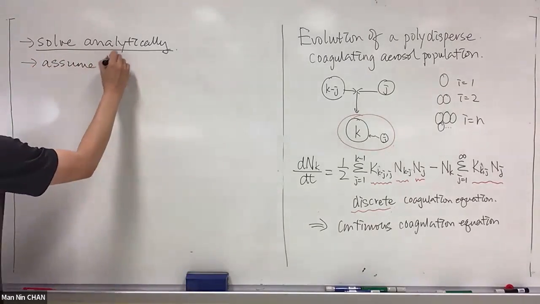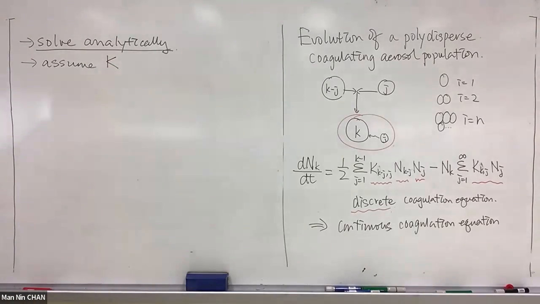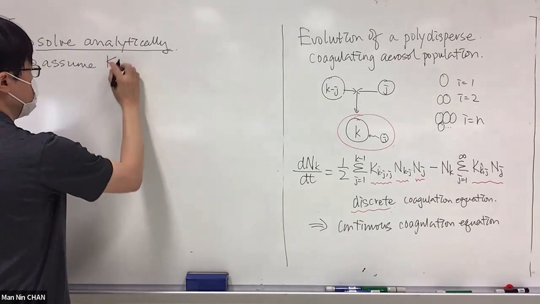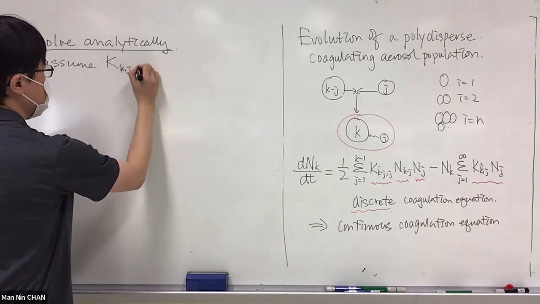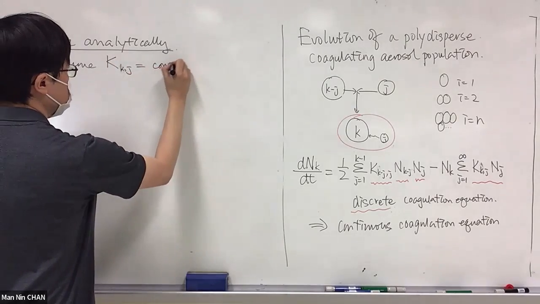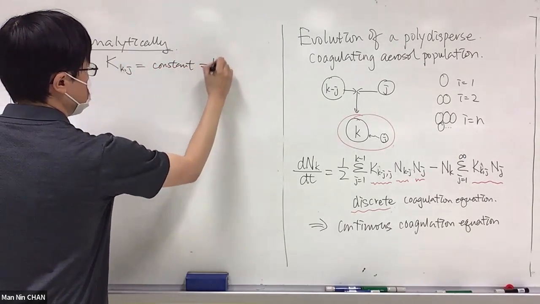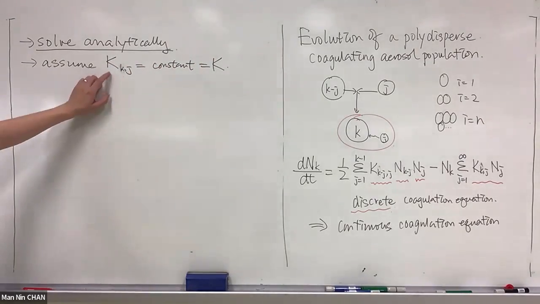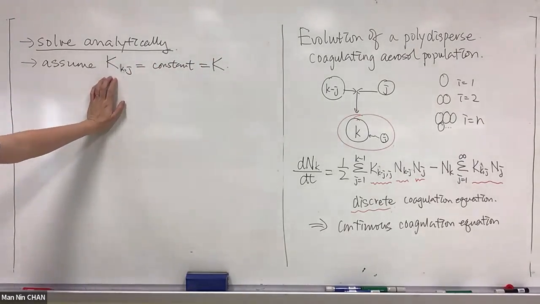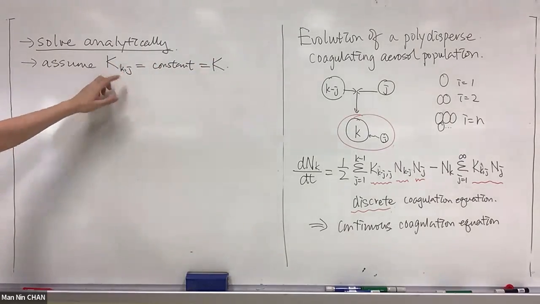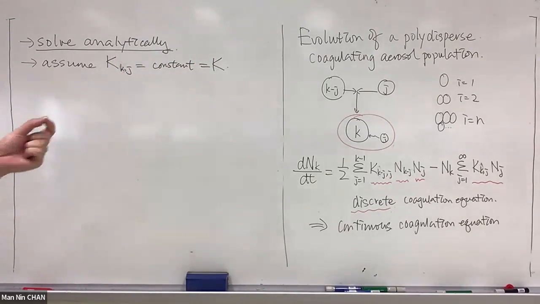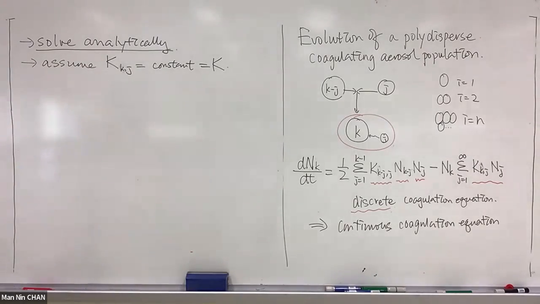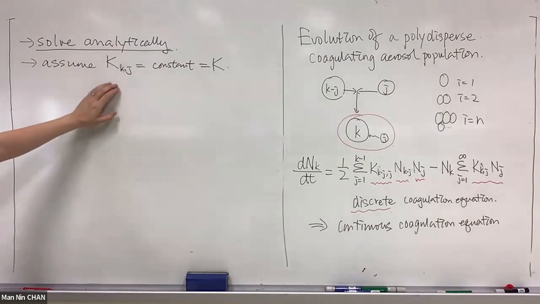In case, let's say, we can assume this coagulation coefficient is constant. Okay, so let's say K is equal to a constant. I understand this is not the case, right? We showed you that this K value, the coagulation coefficient, of course depends on the size of the two particles, so it will change. In fact, it can change significantly, depending on the ratio of the two particles.